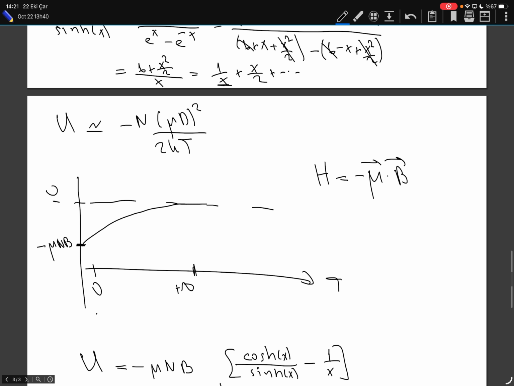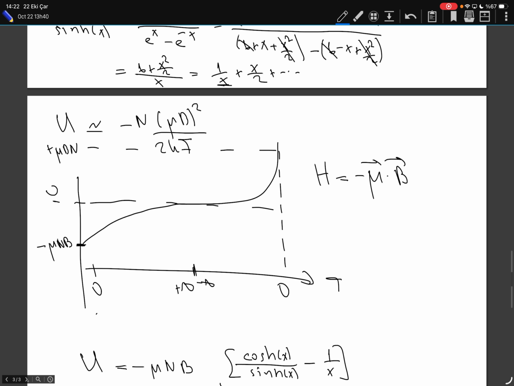You see, this will behave like this. This is plus mu b n from minus infinity to 0. Positive energy states have higher energy. Sorry, negative temperature states have higher energy. So energy still flows from high energy states to low temperature, low energy states.